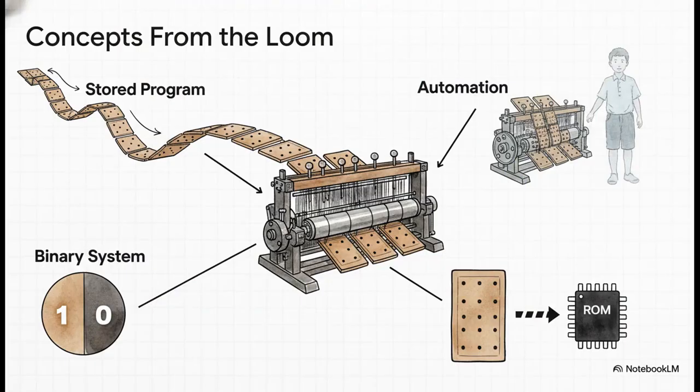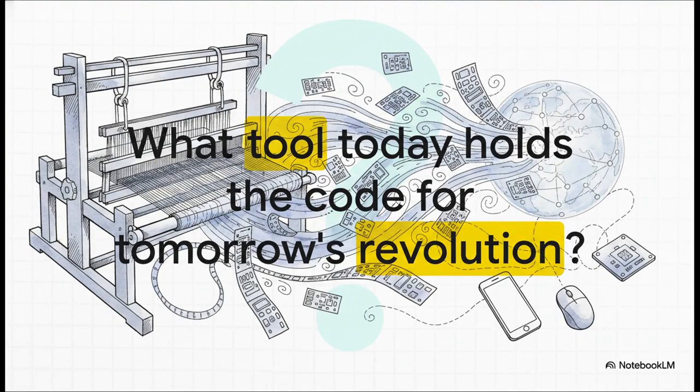Wow. Just stop and think about what that actually represents. You've got a stored program, you've got automation of a really complex, creative task, you've got a binary system, ones and zeros, you even have a kind of read-only memory, like ROM. All these huge concepts from computer science, they were all right there, physically working in a French textile mill more than 200 years ago.